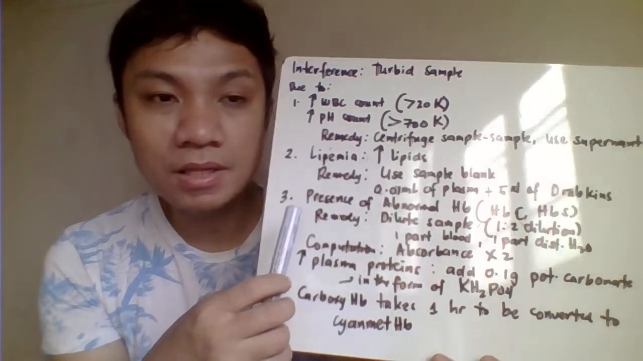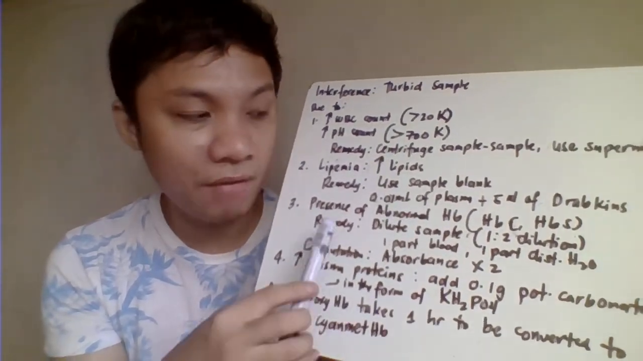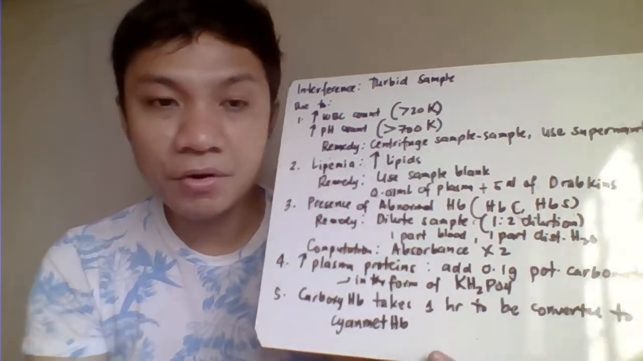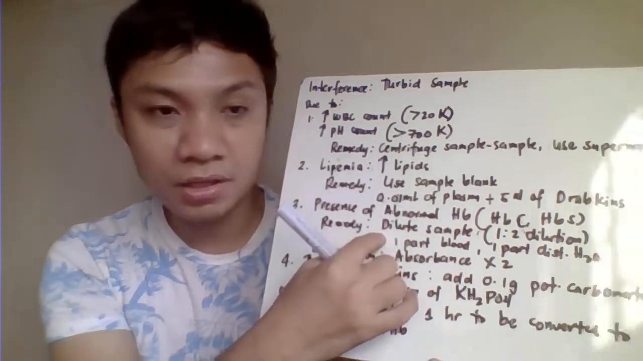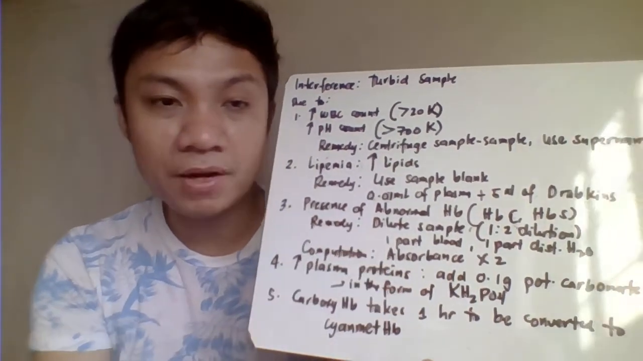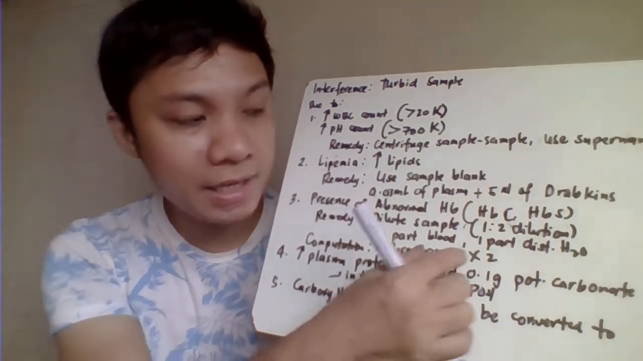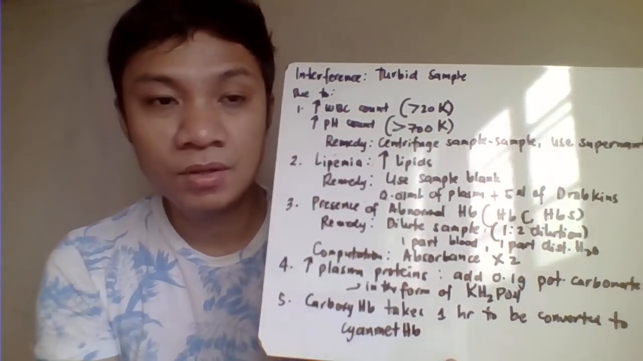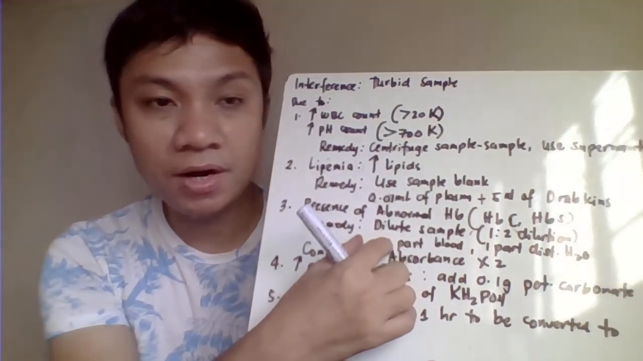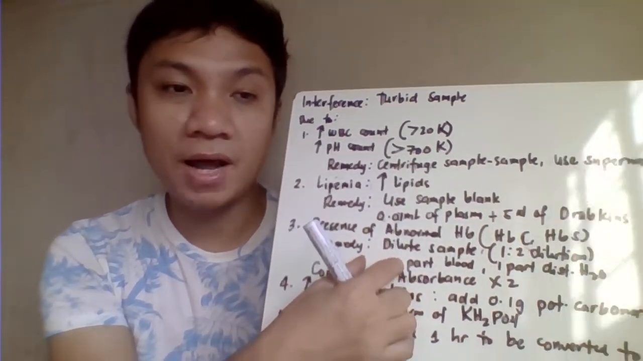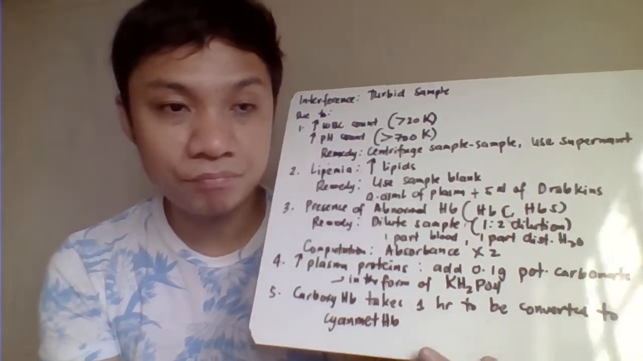Another one, turbidity may be related also to the presence of abnormal hemoglobin. So we have hemoglobin C or hemoglobin S. For this one, you just need to perform dilution. You need to dilute your whole blood or your sample. For our dilution, we'll be needing a 1:2 dilution. A 1:2 dilution is prepared by one part of your whole blood, then you add one part of distilled water. That gives you a 1:2 dilution.